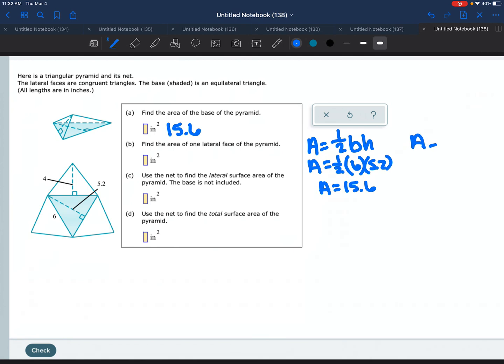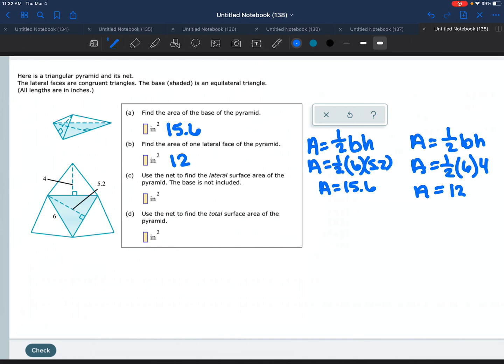The lateral faces are the white triangles. So are we using the same formula? Yes. Half base times height. What's the base of the white triangle? Also 6. What's the height of the white triangle? 4. Okay. What's 6 times 4? 24. Half of 24 is 12. So the area of one lateral face is 12.